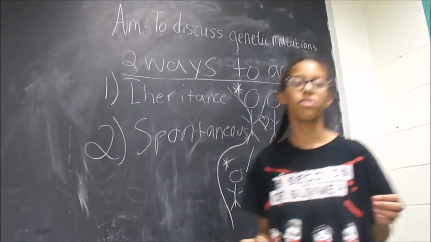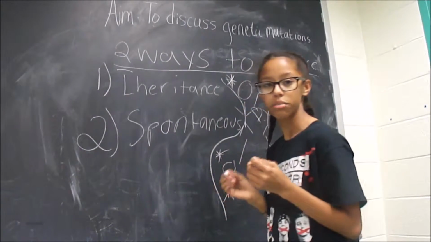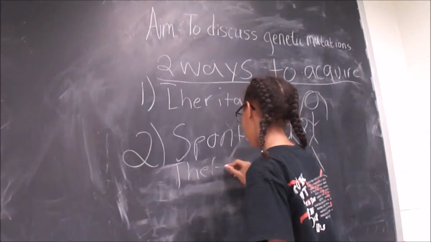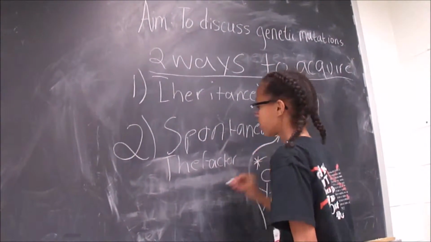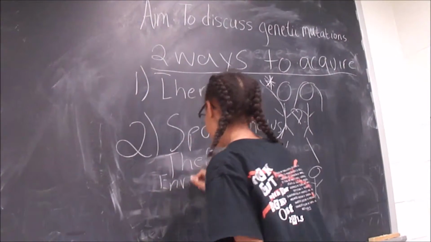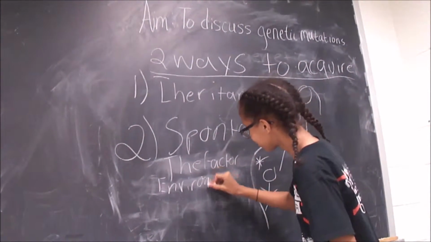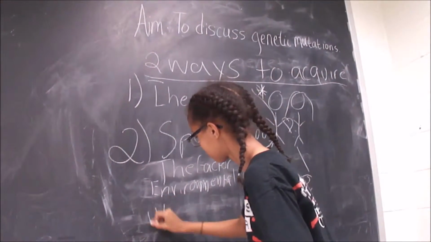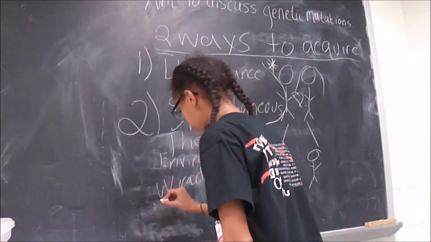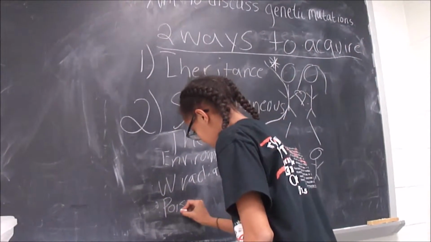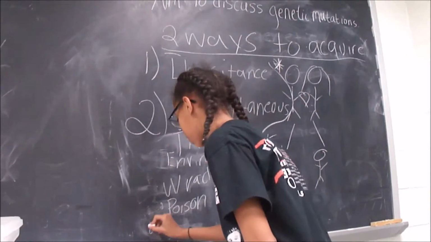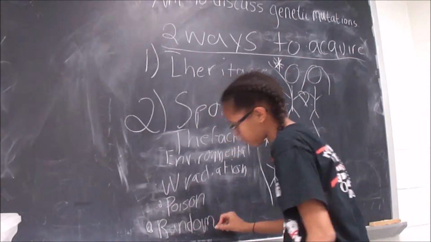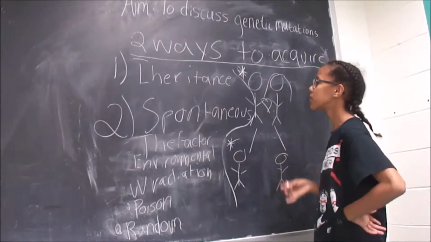Okay, so a spontaneous mutation is when an organism acquires a mutation without either of the parents having it. The factors that cause spontaneous mutations can include environmental factors such as UV radiation or environmental poisons. Or it can just occur randomly. The two ways that you can acquire genetic mutations.